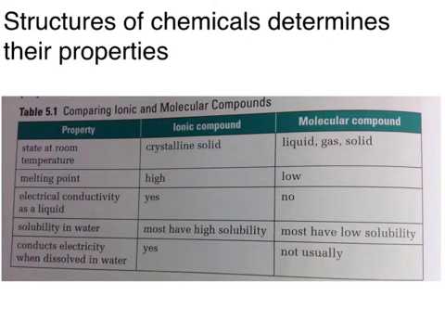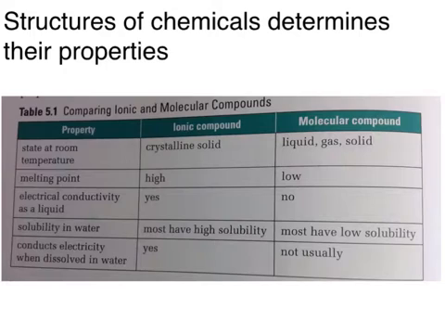Welcome to Monochemistry. Today we're going to look at the differences in properties between ionic and covalent or molecular compounds. But the key here is we're introducing the idea that the structure of the chemical compounds, how they're put together, actually shapes or determines their properties.